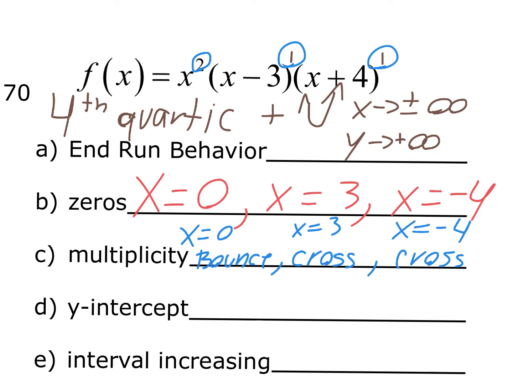My y-intercept, plug in a 0 for all of my x's, and I'll end up with a y-intercept at 0, 0. In general, anytime we have an x out front, or rather an x that's by itself, no plus anything, no minus anything, our y-intercept will always be a 0, 0.